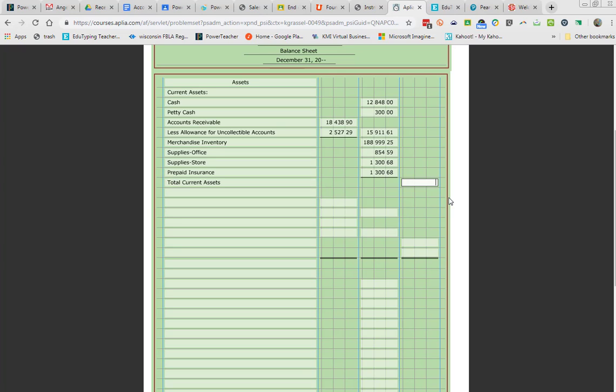Now, below prepaid insurance, we're going to put in a heading that says total current assets, because cash through prepaid insurance are going to be our current assets. Current assets are assets that are easily liquidable and we can turn into cash fast. So I'm going to add up my amounts, and when I add them all up, it's going to give me my total current assets.